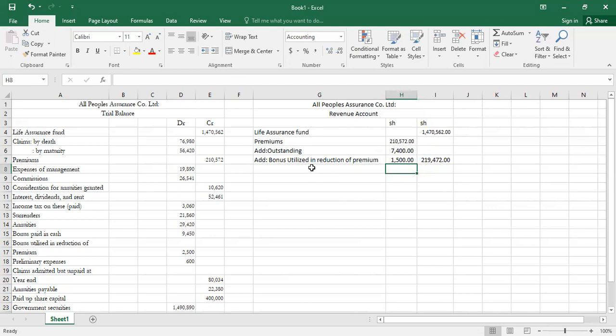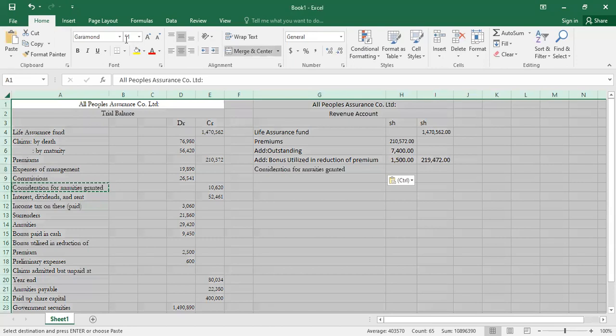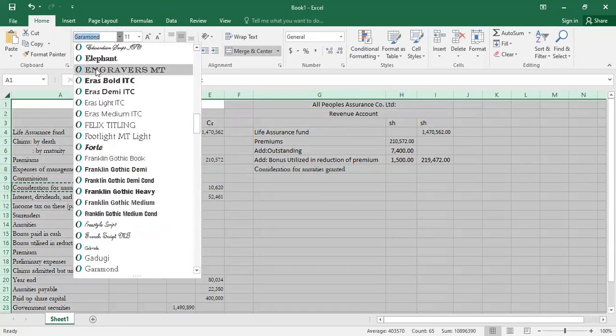Go on. The next item is the consideration for annuities granted. Consideration for annuities granted. And the consideration for annuities granted, change everything here to Calibri.